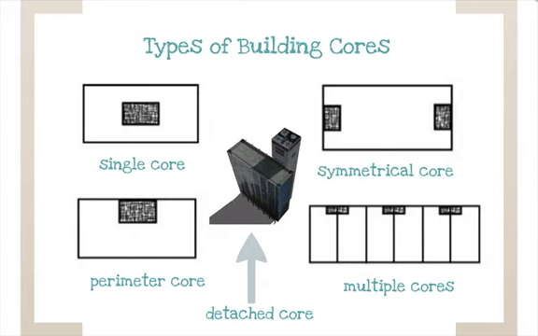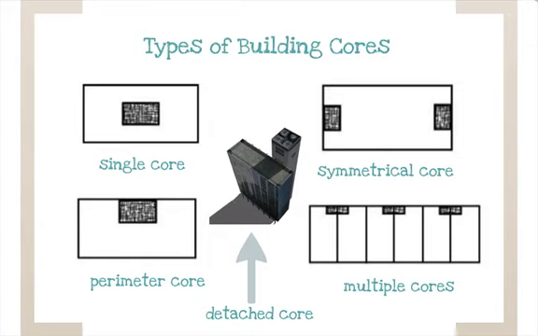We also have the perimeter service core, located at the exterior of a building. This type of core leaves more unobstructed floor space, but it blocks some of the daylight, obviously, because it's taking up an edge, and requires a longer service run to reach the opposite side of the building.